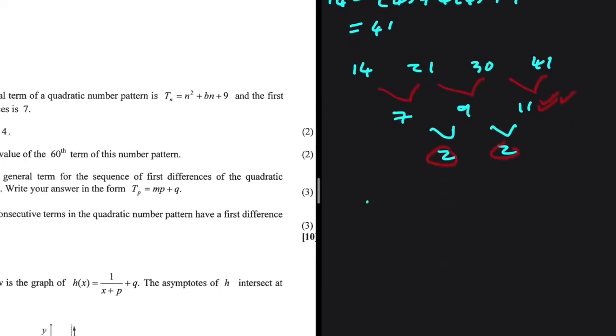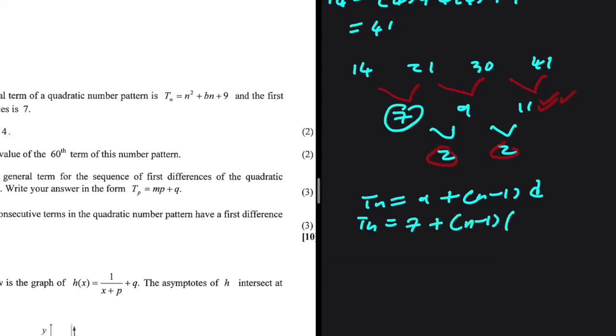So we're going to have Tn being equals to A plus n minus 1 multiplied by d, because we have a common difference. This is an arithmetic sequence or pattern. Right, so Tn will be equals to A, the first term. The first term of the arithmetic pattern is 7. So we're going to have 7 plus n minus 1 multiplied by d. We know that d is equals to 2. So Tn will be equals to 7 plus 2n minus 2. So Tn is equals to 2n plus 5.